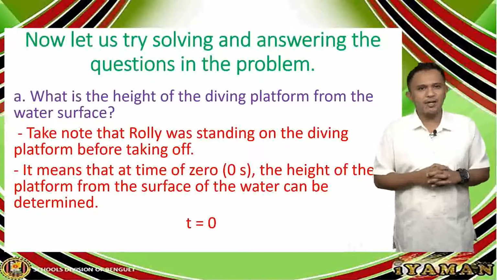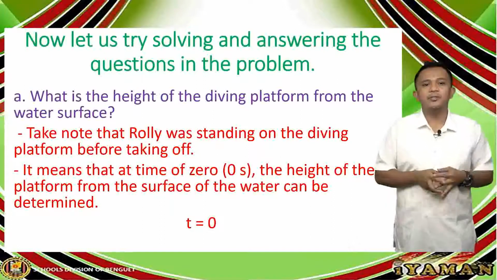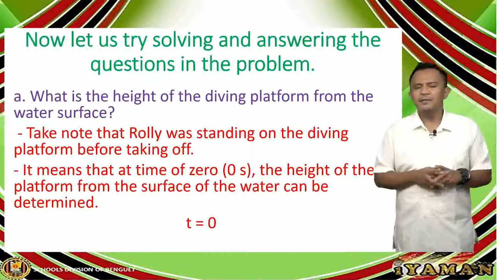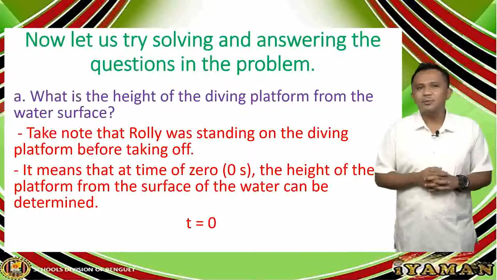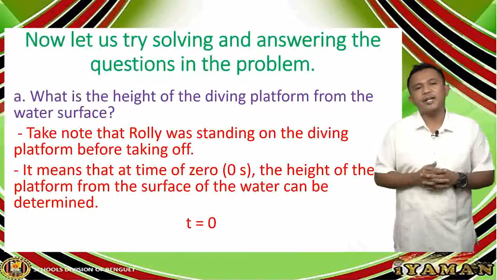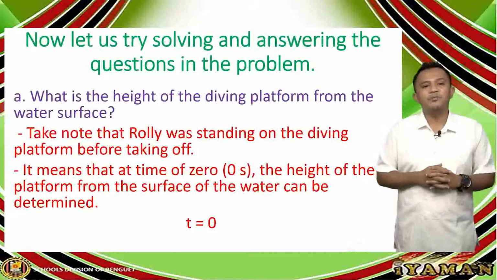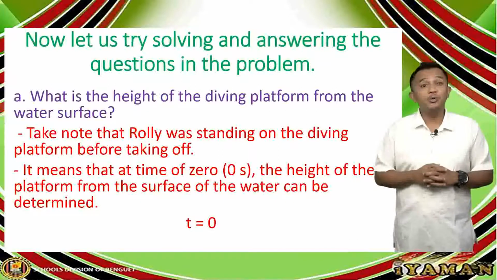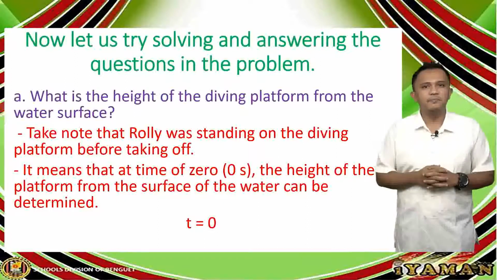Let's do the first one. It says there, what is the height of the diving platform from the water surface? Take note that Rolly was standing on the diving platform before taking off. It means that at the time of 0 seconds, the height of the platform from the surface of the water can be determined, so t is equal to 0.